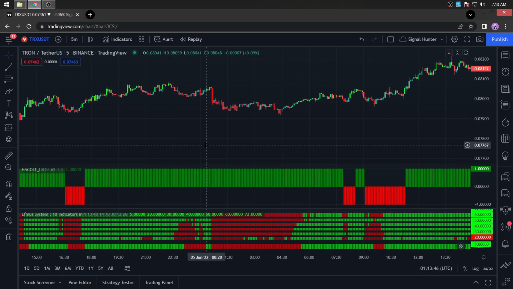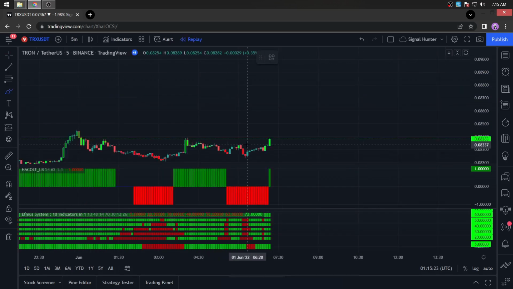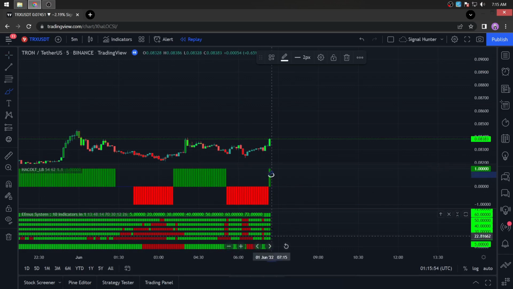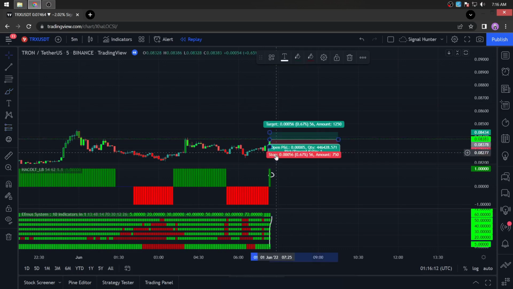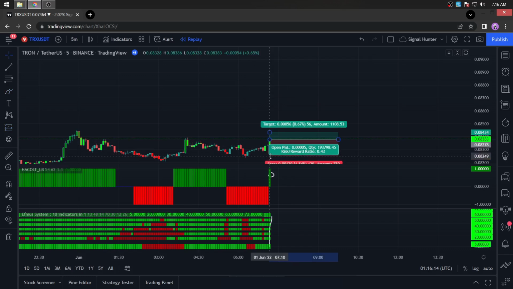So now let's see how you can generate buy and sell signals with the two powerful indicator combination. For a buy signal, first you have to make sure the HACALT color bar is green, and at the same time the pivot indicator shows all the green color in the same line. That means a strong uptrend is going to happen. So we take a long position here and our stop loss will be the last swing low.